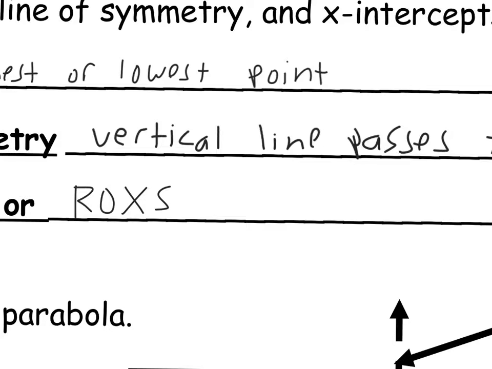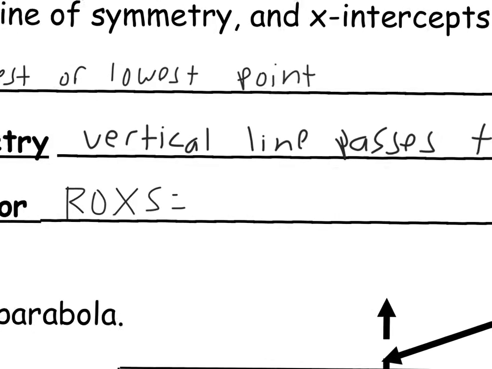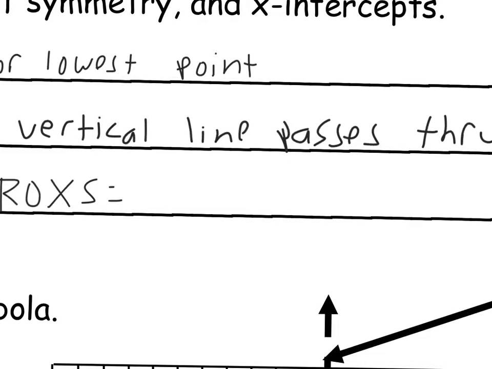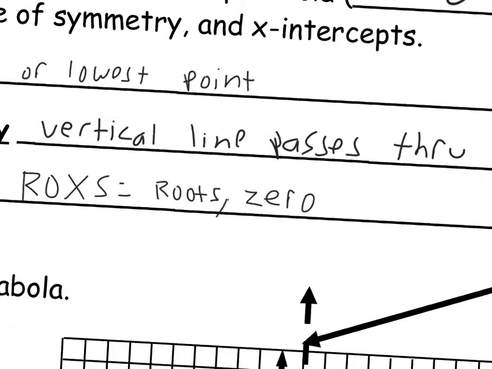Everyone knows what an acronym is? What does it mean? Yeah, a letter represents a word, basically. Right, very good. So the R is going to represent roots. All of these words are going to be synonymous with x-intercepts. Roots. And then O actually stands for 0. I know it's not RZ, but picture that O being a 0. Okay, a 0, not an O.